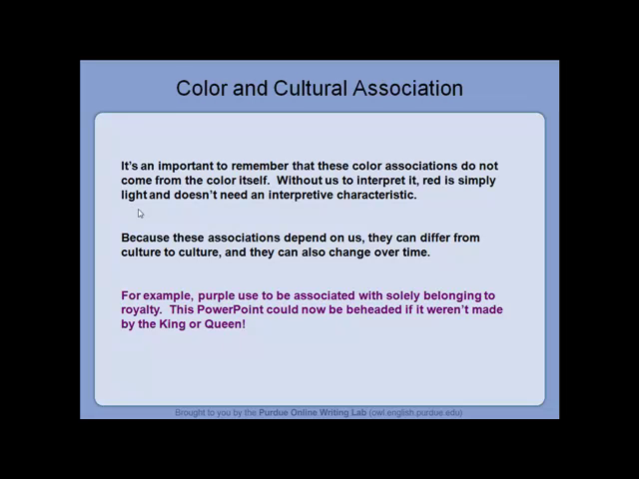Also, color associations come from society, so they may be different in different societies. When we talk about color and perception of color this week, it will be related to the United States viewpoint. For example, in the past, purple was associated solely with royalty, and you had to have permission to use it. It was kind of an off-with-their-heads kind of thing. So it's interesting.